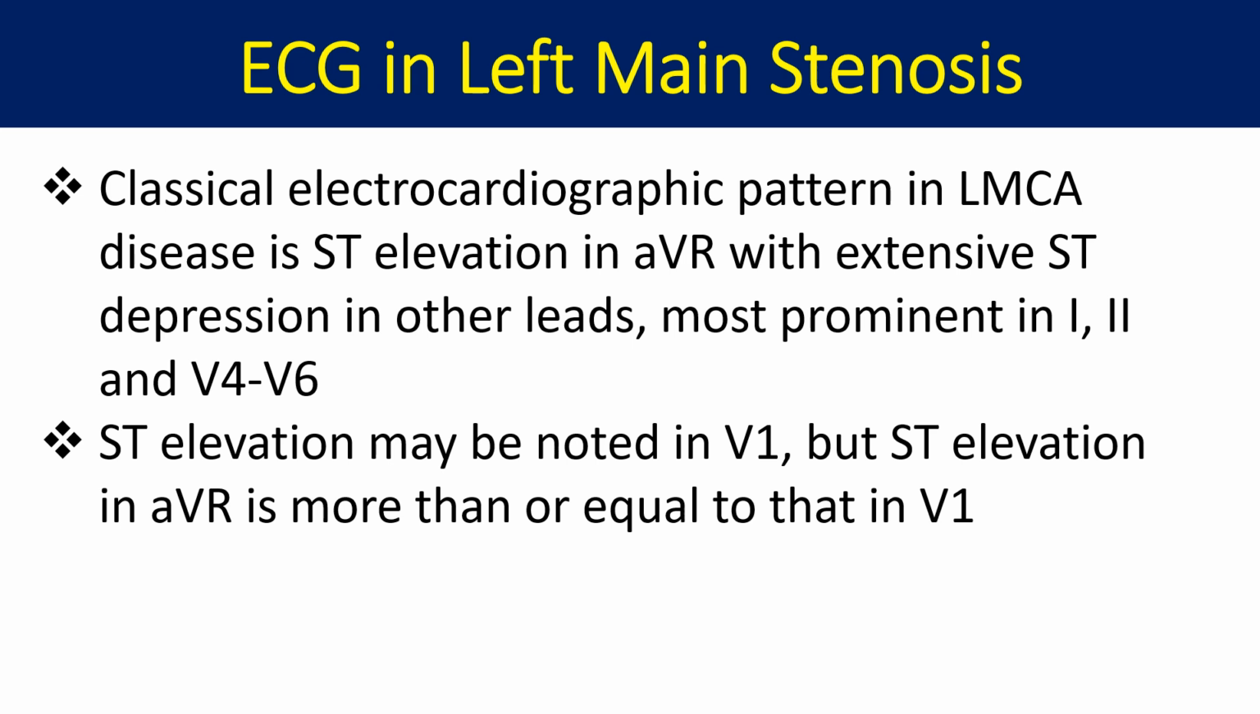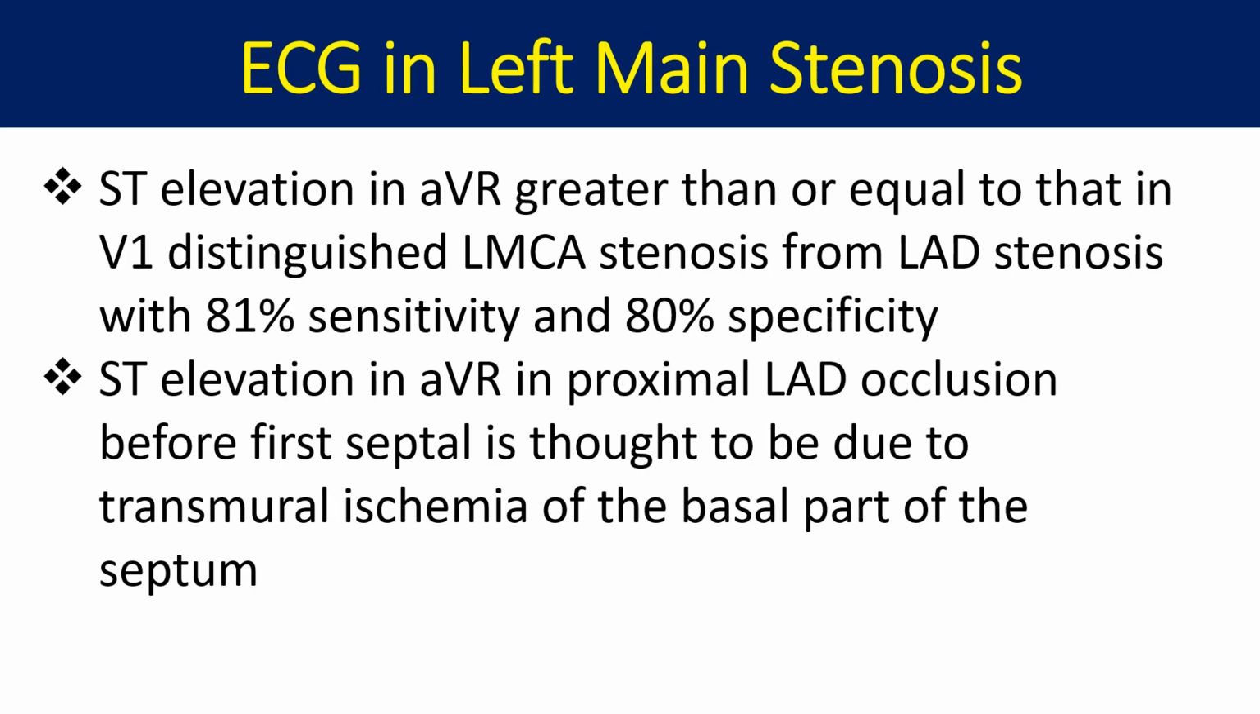Classical electrocardiographic pattern in left main coronary artery disease is ST elevation in AVR with extensive ST depression in other leads, most prominent in lead 1, 2 and V4 to V6. ST elevation may be noted in V1, but ST elevation in AVR is more than or equal to that in V1. ST elevation in AVR greater than or equal to that in V1 distinguishes left main stenosis from left anterior descending coronary artery stenosis with 81% sensitivity and 80% specificity.